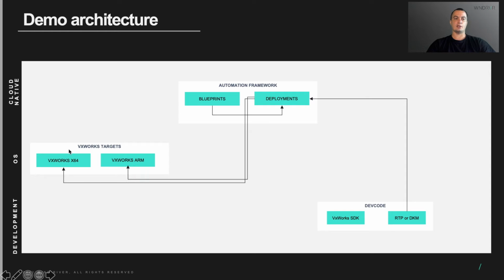For the VxWorks target, I have here VxWorks running in QEMU with x64 architecture, and for the ARM, I have a Raspberry Pi 4 that is running VxWorks 64, also 64-bit. Okay, now for the demo.